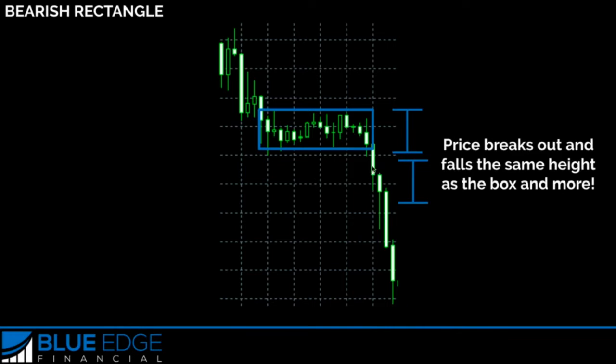So a good place to have your entry order would be at the bottom of the rectangle right here. You could do a sell stop, or you could simply click sell once you see the market go below here. And then a good tip is that usually the market will move about the size of the rectangle pattern below the rectangle or above the rectangle.